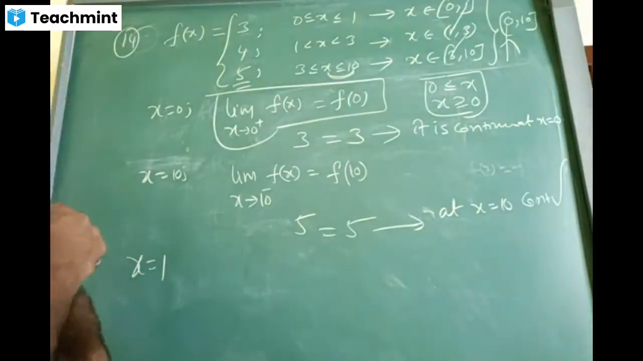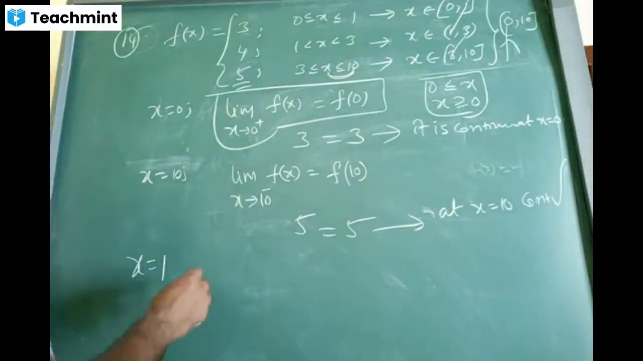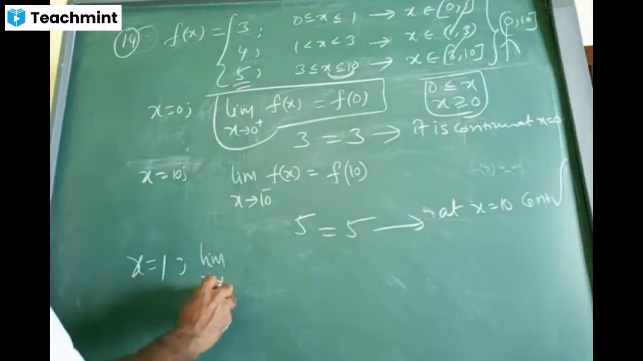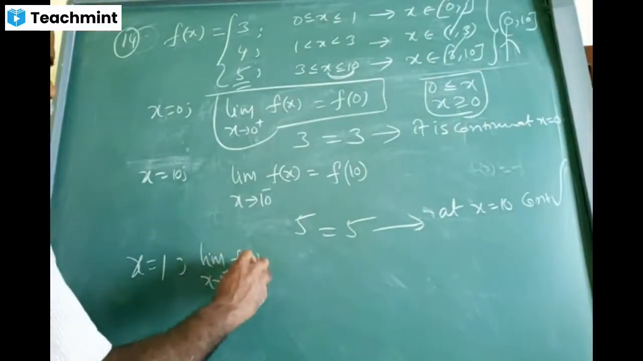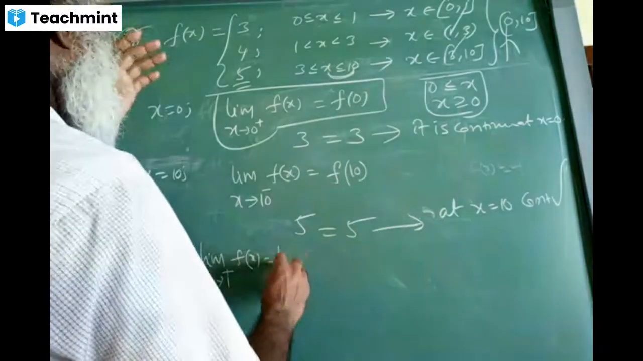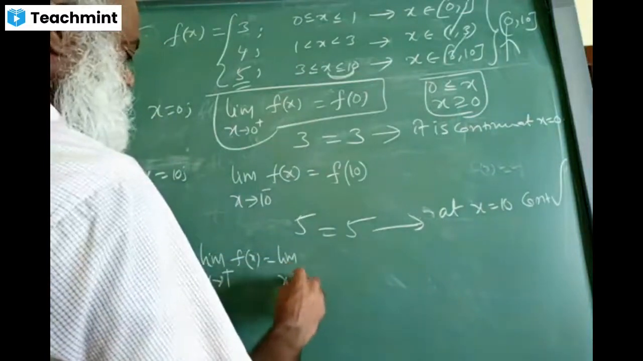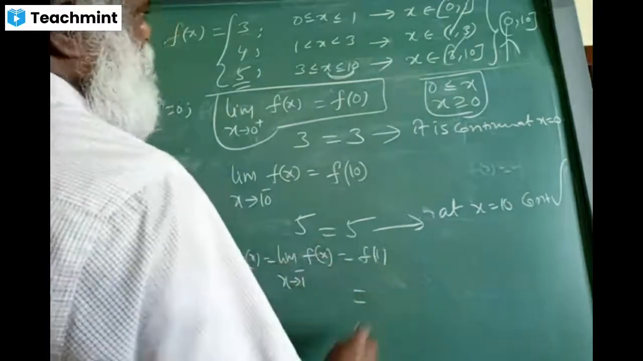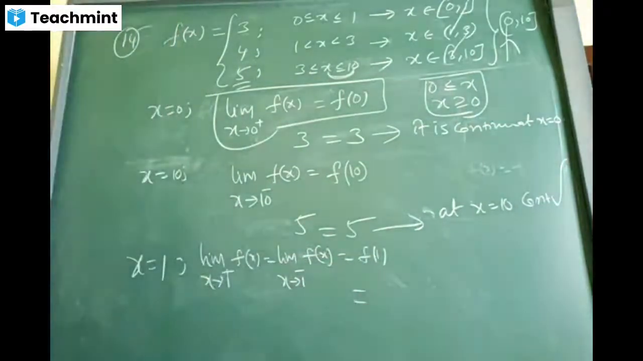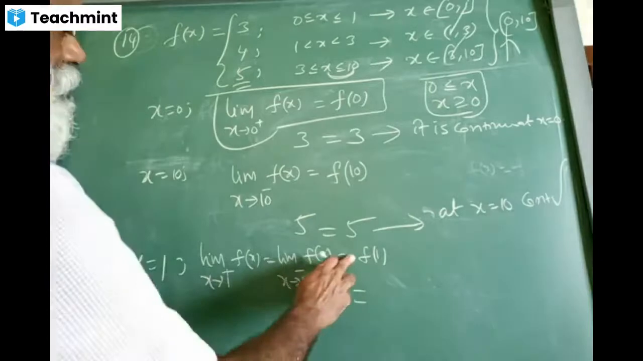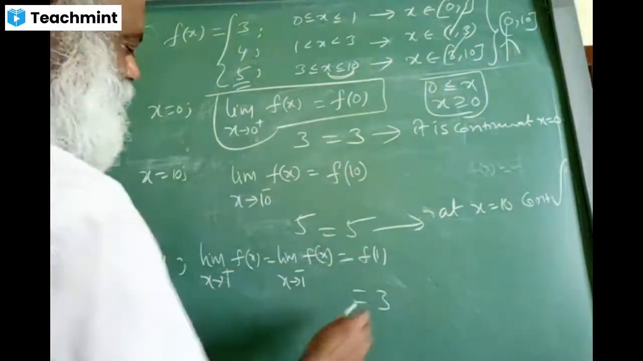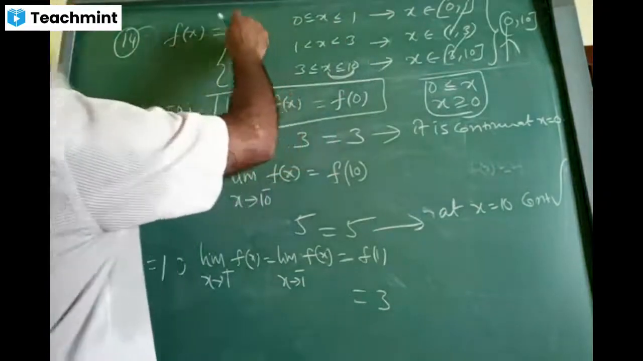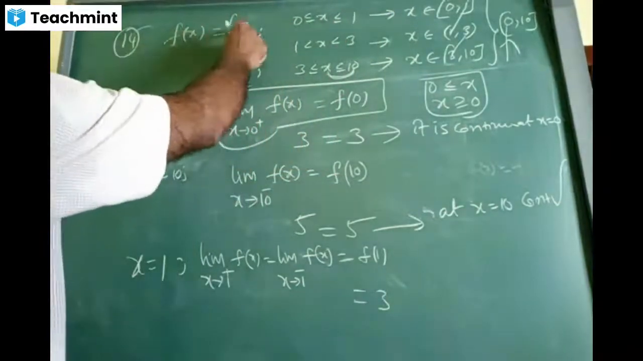At x equal to 1, limit x tends to 1 plus f of x is equal to limit x tends to 1 minus f of x is equal to f of 1. Very good. What is f of 1? 3, sir. Brilliant. f of 1 equal to 3, at x equal to 1. The function will take the value 3.